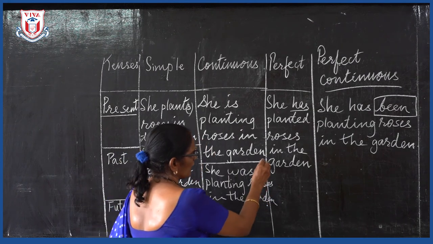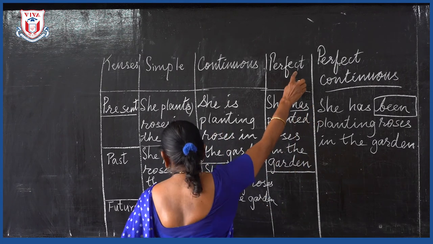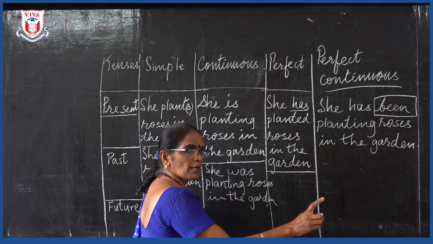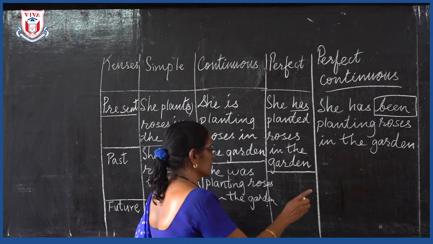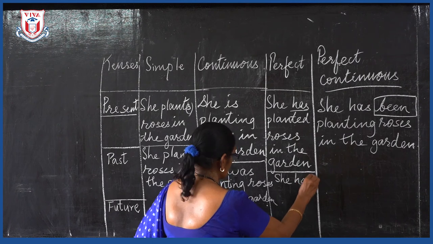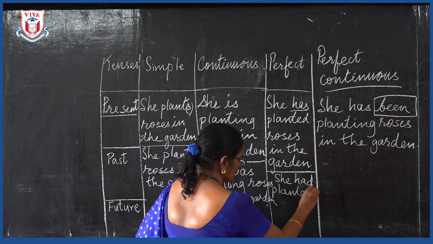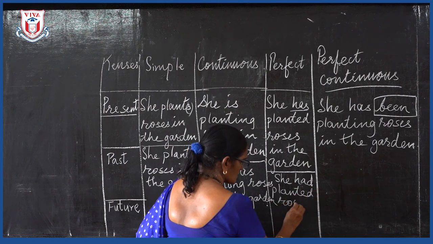Now the same thing, how will I write it in the past perfect tense? Remember, perfect and past, you have to remember, past perfect means had. So you will write, she had planted roses in the garden.